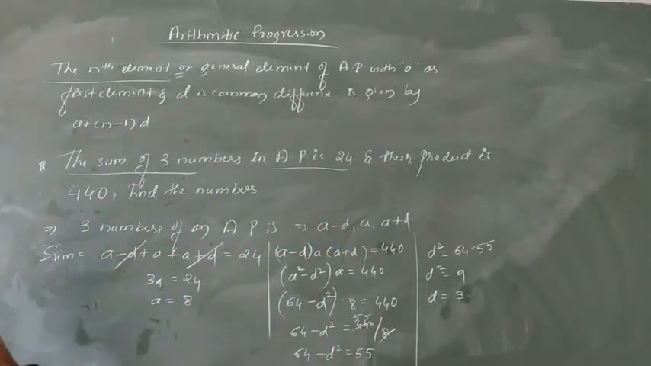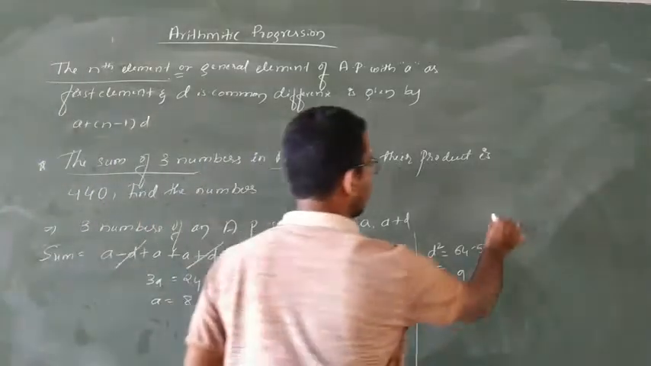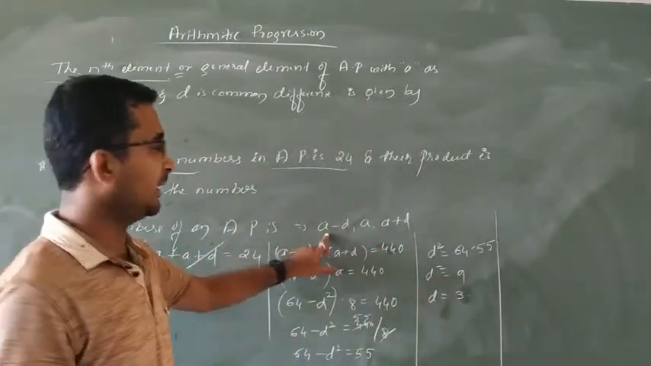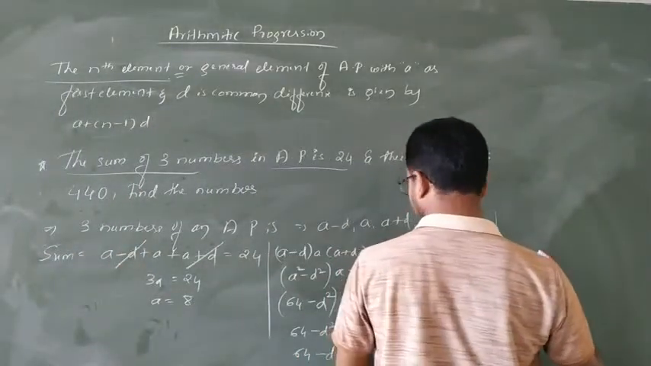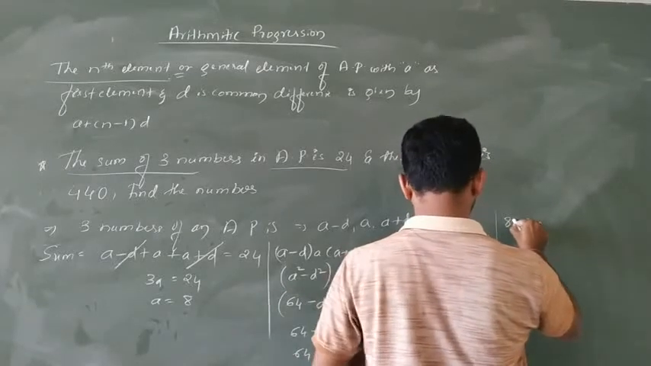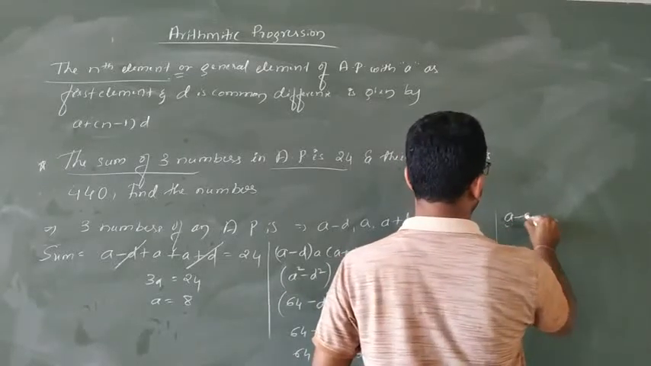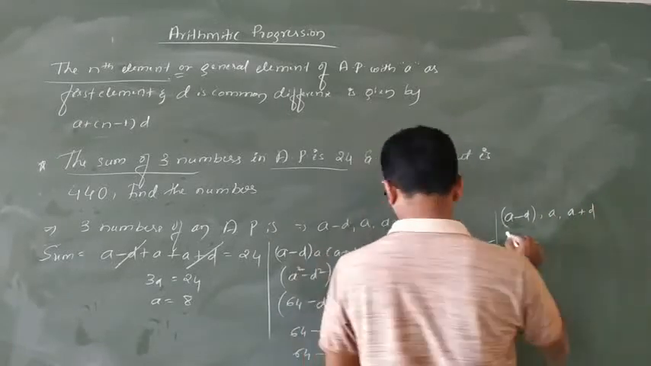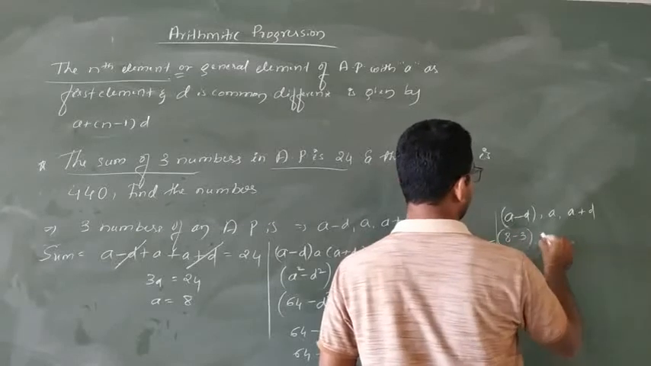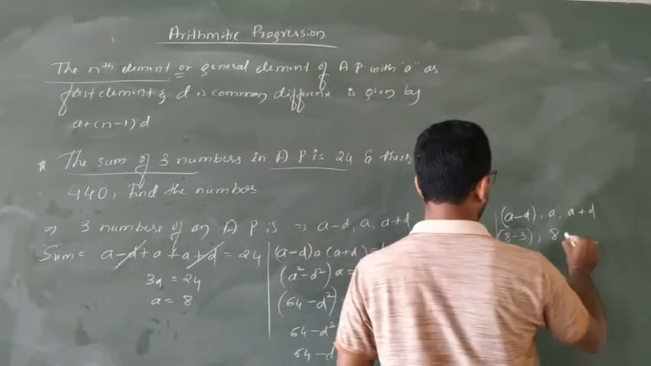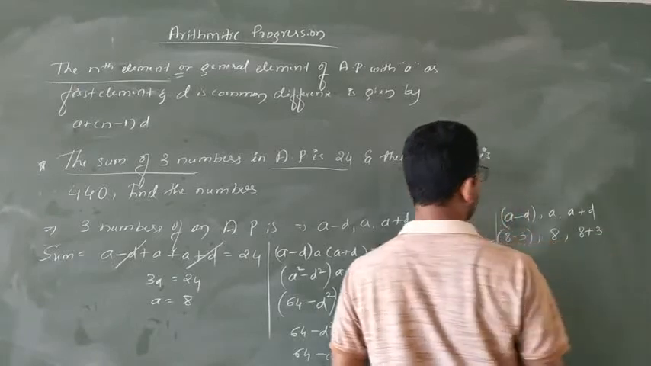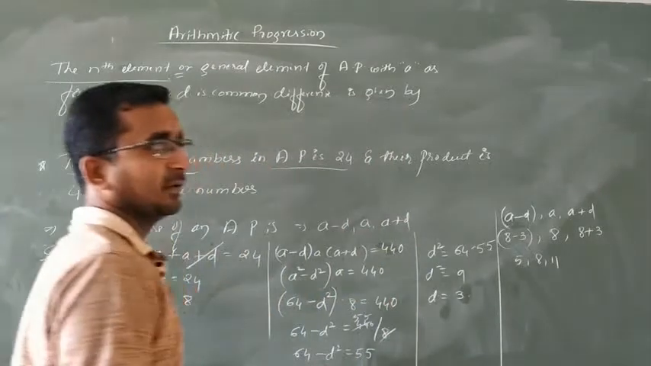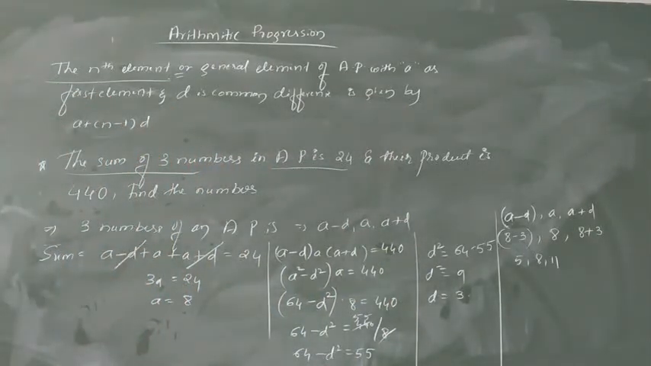So we have to find out the numbers. Then how to find out the numbers? Already we have taken the three numbers as A minus D, A and A plus D. While A is 8, I will take it like this: A minus D, A, A plus D. Got it? So A minus 3, then A is 8, then A plus 3. That is 5, 8, 11. So these are the three numbers we have found.